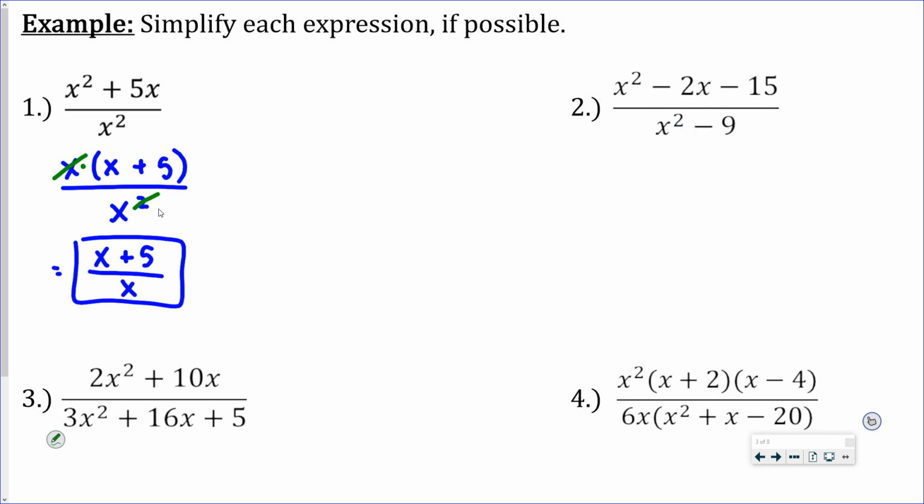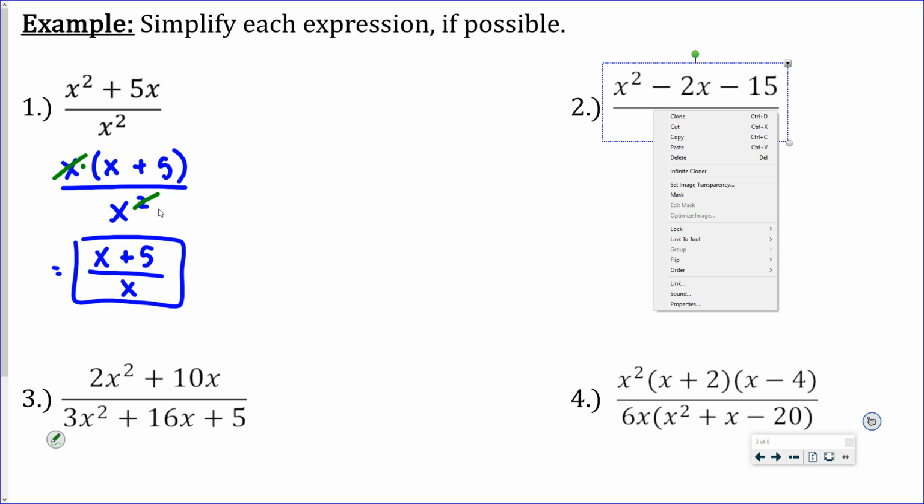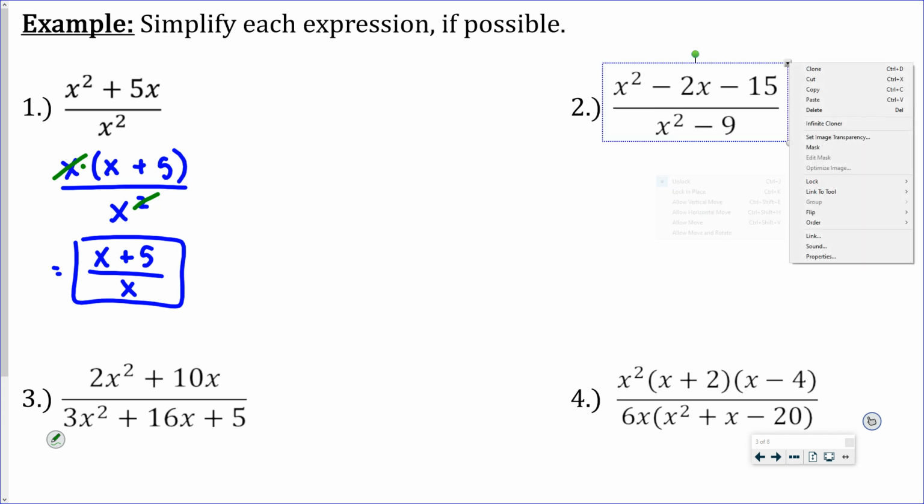All right, I'm looking at my top. Is there something I could factor out right away of those 3 terms? Nope. I'm literally just looking at my numerator right now. I'm ignoring my denominator. No, there's no GCF. How many terms do I have? 3. 3 with the 1 in front.